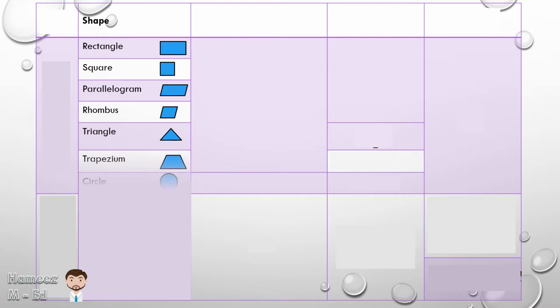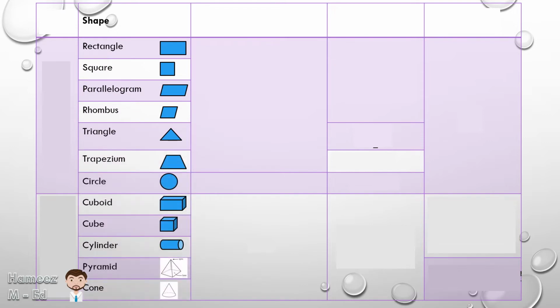Let's give a quick summary of this topic, where we look at the shapes from rectangles, squares, parallelograms, straight onto cone. And these are the major shapes that are tested. And how can we subdivide them? Well, from rectangles, squares, straight onto circle, those shapes are flat, so we can call them two-dimensional shapes. While the others, from cuboid, cube, cylinder, pyramid, and cone, those are three-dimensional shapes.